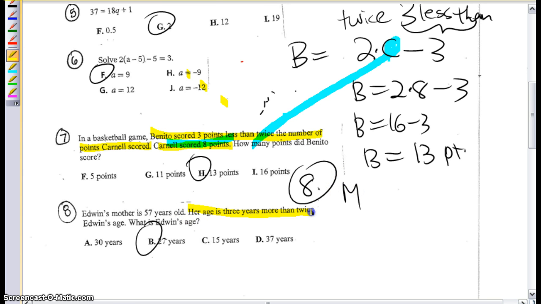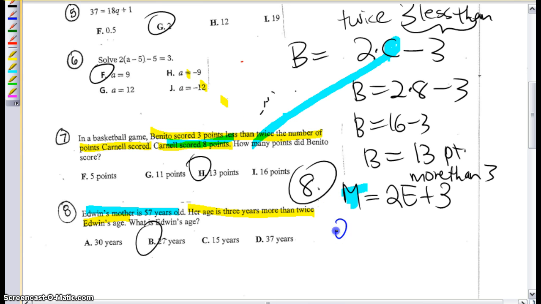For number 8, we have Edwin's mom. Her age is 3 years more than twice Edwin's age. So the mom's age is equal to 3 more years than twice Edwin's. So I'm going to do 2 times Edwin's, E, plus the 3, the more than 3. Again, you'll see me do the more than, just like the less than, behind 2 times E. Now, I do know that the mother is 57, so the M is 57.